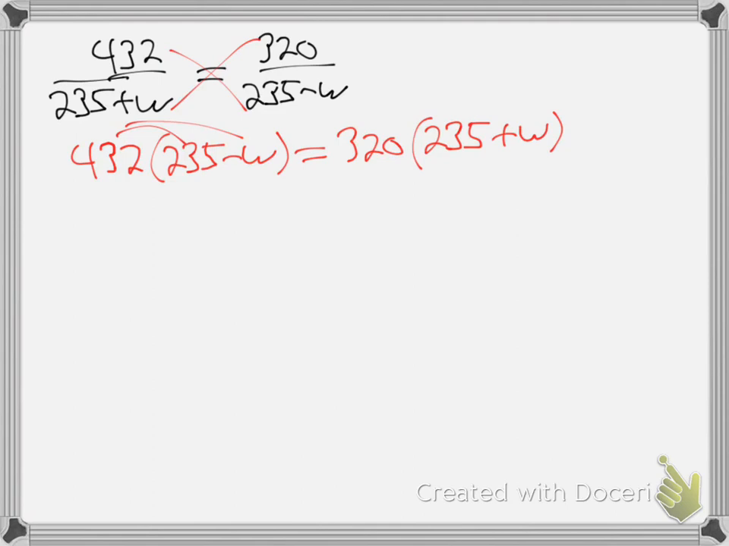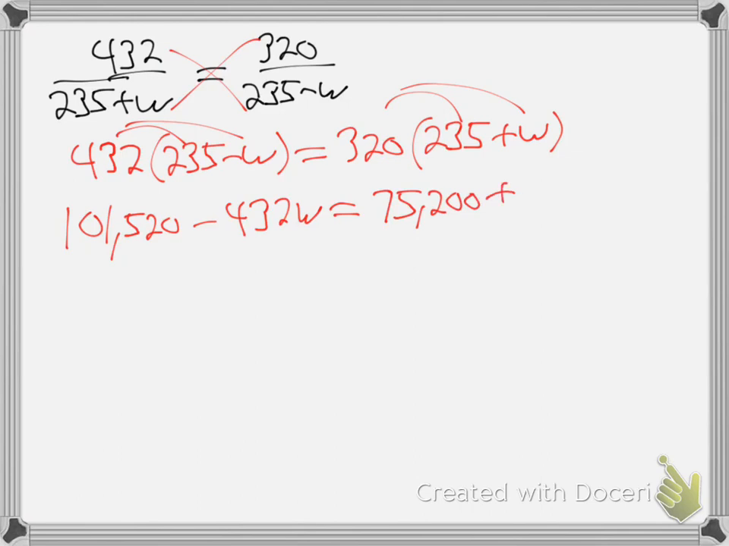Distribute that. Those are some big ugly numbers. Let's try it out. I'm getting 101,520 minus 432W, boom, boom. I'm getting 75,200 plus 320W. So how do we solve this equation for W?